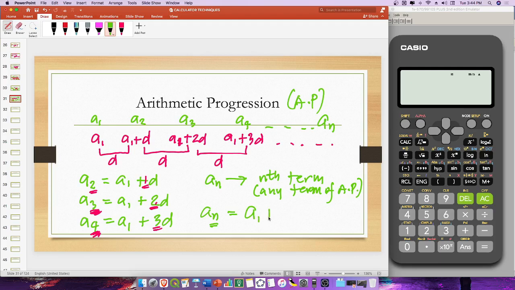represented by A1 plus what? Take note of the numbers here. What happens to the number? If this is AN, this will become N minus 1. That's the coefficient of your common difference. Now, this is how you take the nth term of the arithmetic progression.